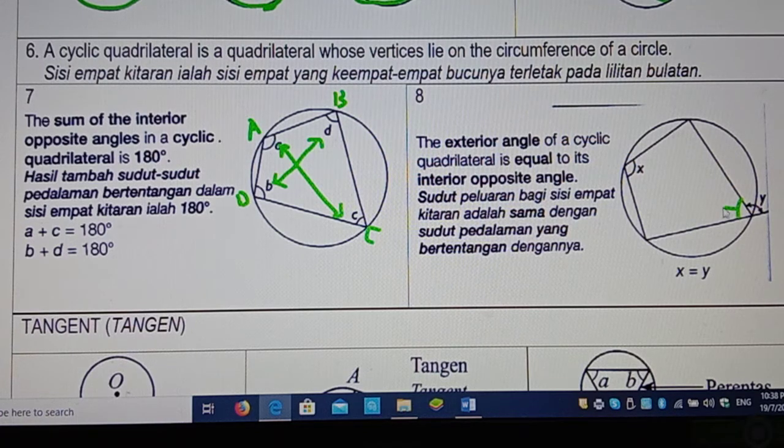So opposite to this interior angle is this angle, X. So Y equals X. This is what is stated by this statement: the exterior angle is equal to the interior opposite angle. Okay, so Y equals X.